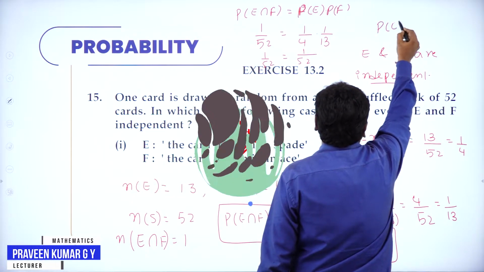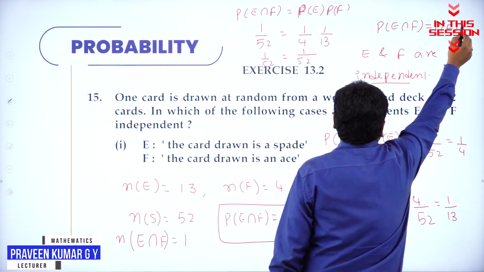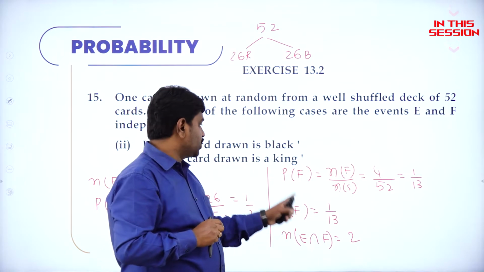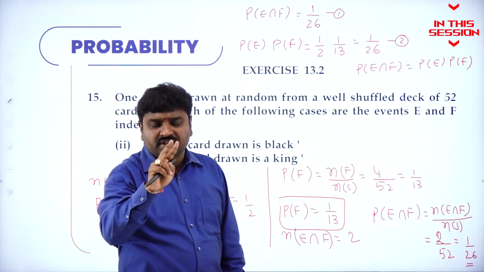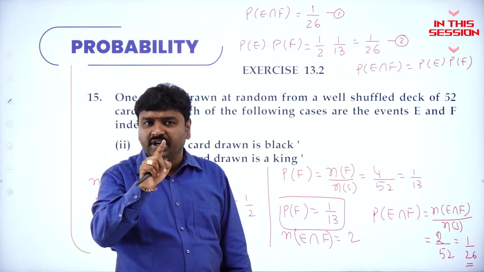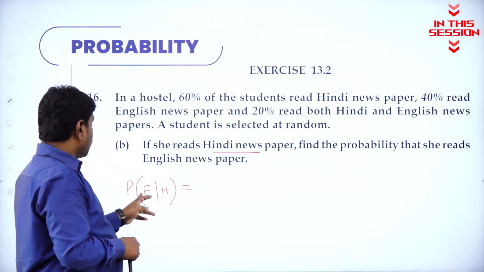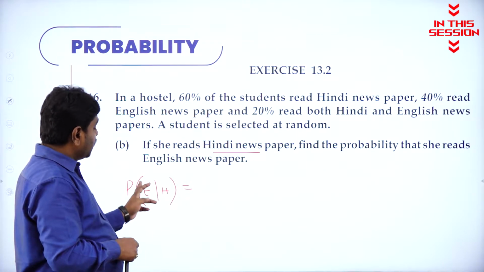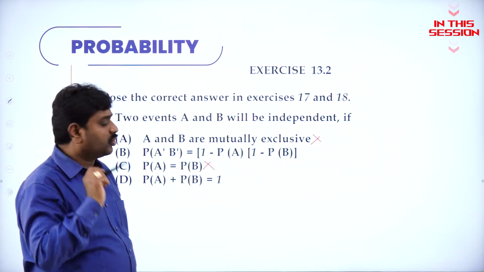P of E intersection F is exactly equal to P of E into P of F. E intersection F means what? It should be black and it should be king. So such two cards you'll have. If two events are independent, then P of E intersection F will be equal to P of E into P of F. Probability of E, given that H occurred, means what? Probability of English reading people, given that she reads already Hindi. Or if events are independent, you know P of A intersection B is equal to P of A into P of B. That is the only rule.